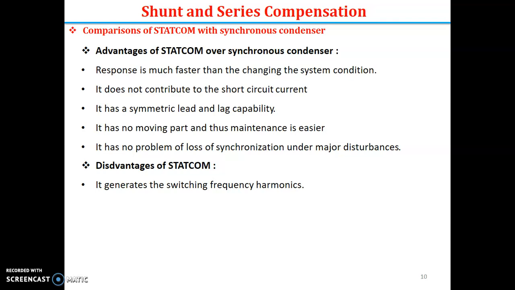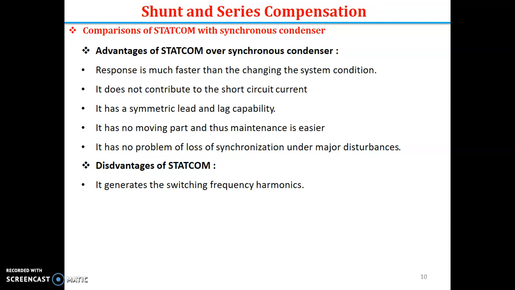As compared to the synchronous condenser, the STATCOM output voltage can also have many harmonics due to the switching harmonics, and that's why it will generate a lot of harmonics. But the power system is a low pass filter, and the switching harmonics will be automatically mitigated, or you can put a low pass filter, so ultimately those harmonics will not be seen. This is one of the disadvantages of the STATCOM, that is, it generates a lot of harmonics or switching frequency harmonics. And what are the advantages of it?